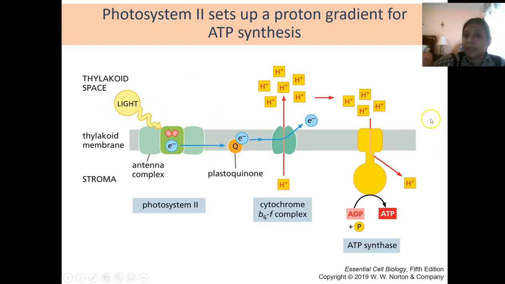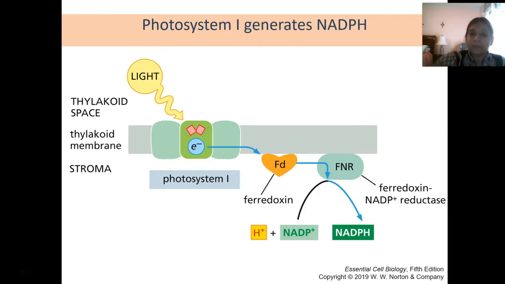That increases the amount of those protons in the thylakoid space, and allows them to then get shuttled back through the ATP synthase with the proton gradient, so that, again, similarly, ADP can be made into ATP as these protons are coming in.